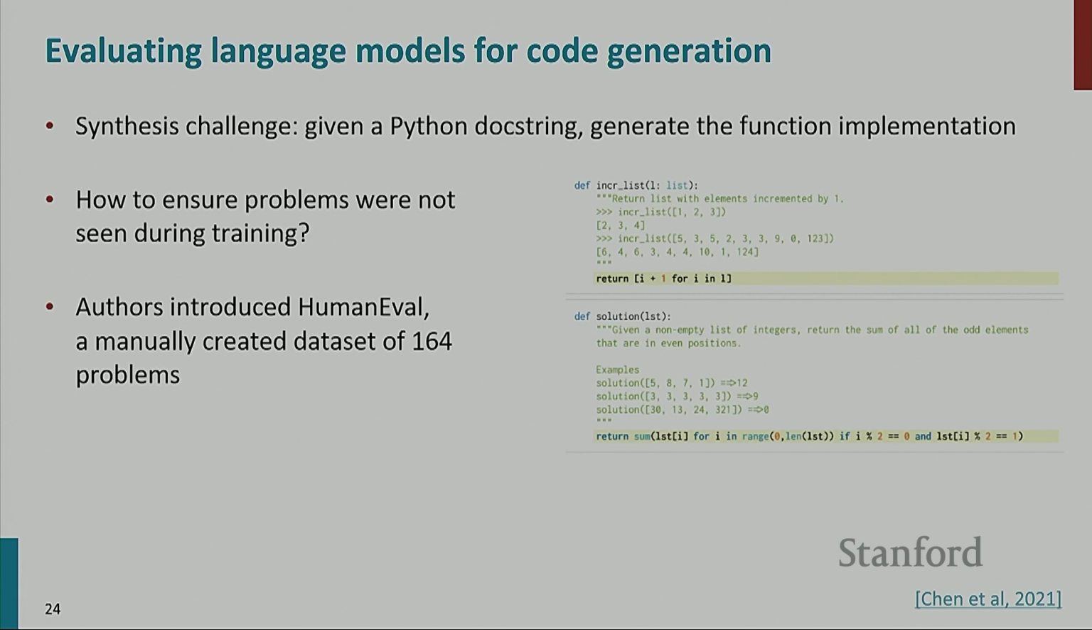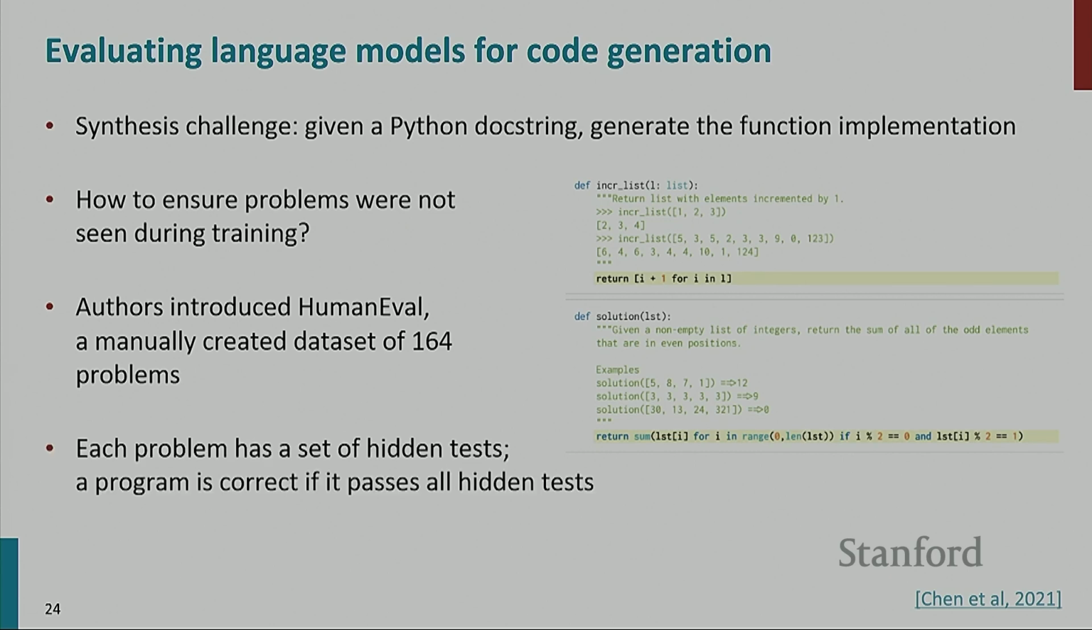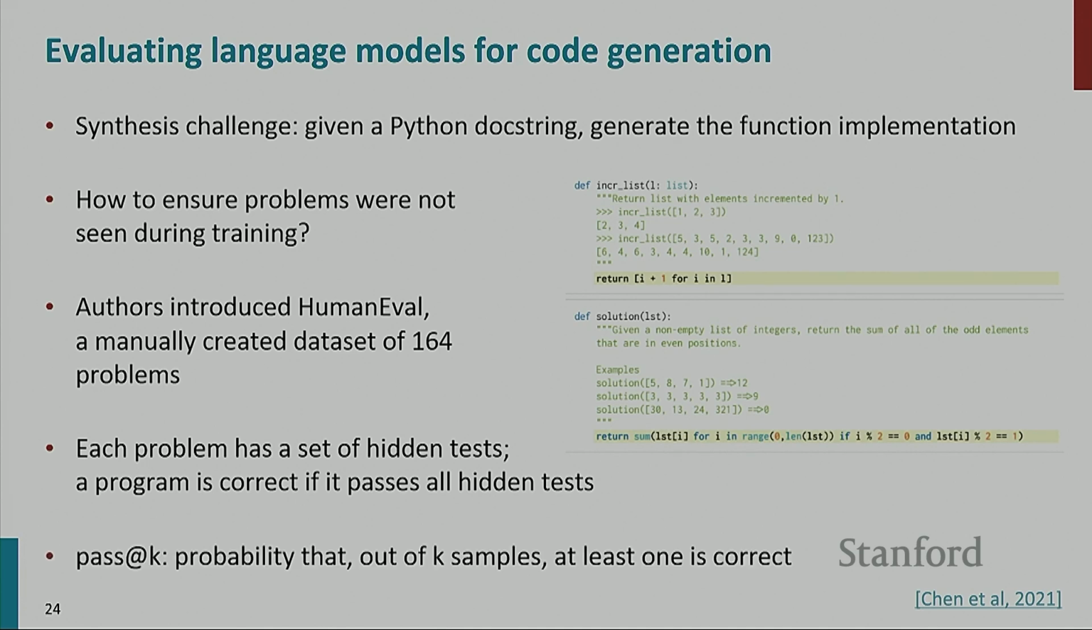So they came up with these 164 problems of this form that they basically manually authored. So that's a way of saying that, okay, the model at least hasn't seen these problems in this exact form, right? And for each one, they had a set of hidden tests. So here, the evaluation will be, does the generated program run correctly on all the tests, the seen and unseen ones? And the main metric that we'll be looking at is what they call pass at k, which is the probability that out of k samples of programs that I take from the model, at least one of them passes all of the tests.